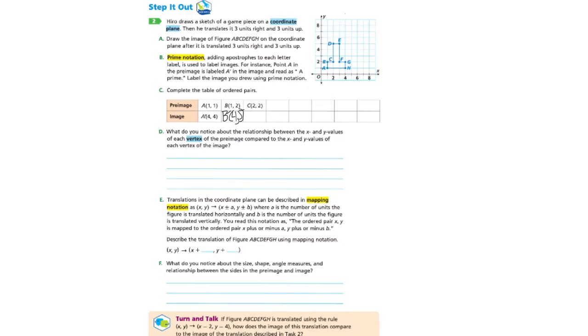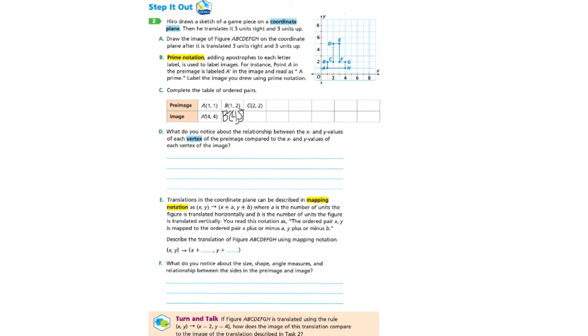Okay, now let's look at E. Translations in the coordinate plane can be described in mapping notation. So this is the way it would look. They have the ordered pair there with the arrow, X plus A, Y plus B, where A is the number of units the figure is translated horizontally, either right or left, and B is the number of units the figure is translated vertically, either up or down. You read this notation as the ordered pair XY is mapped to the ordered pair X plus or minus A, Y plus or minus B.